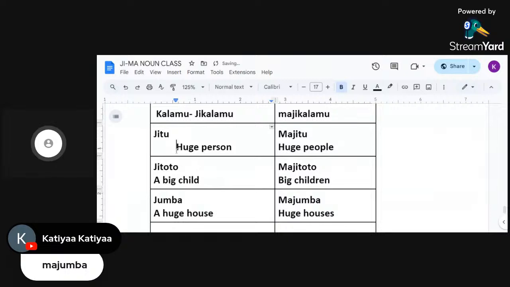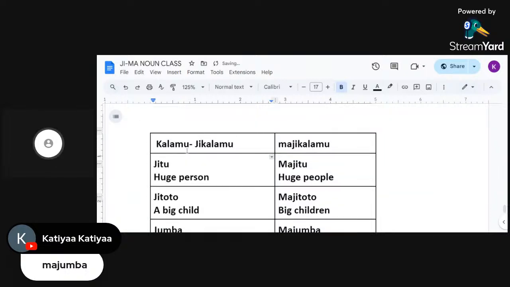Okay. The main reason why we make this word to appear big is either to criticize something or to praise something. You can either criticize or praise something using this feature. Now, you can praise your pen if it's big. You say jikalamu. If the book is big, jitabu.